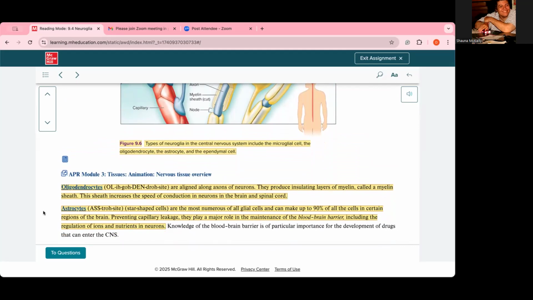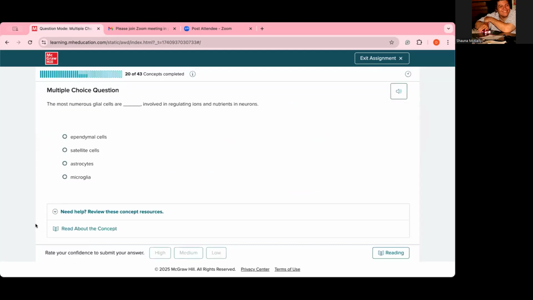Astrocytes are the most numerous of all glial cells and can make up 90% of all the cells in certain regions of the brain. Preventing capillary leakage, they play a major role in the maintenance of the blood-brain barrier, including the regulation of ions and nutrients in neurons. That's astrocytes. I'm glad I looked it up. Go ahead and go back to the question. It's astrocytes. You just read that.